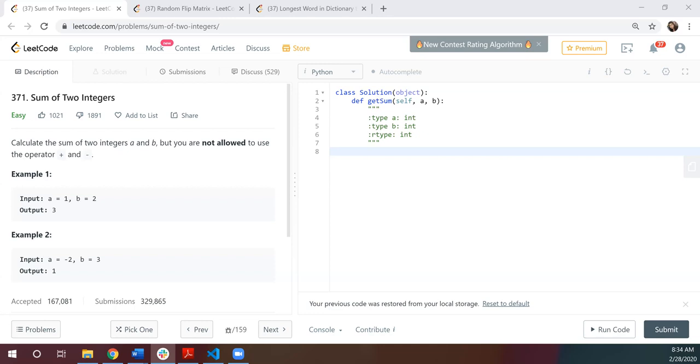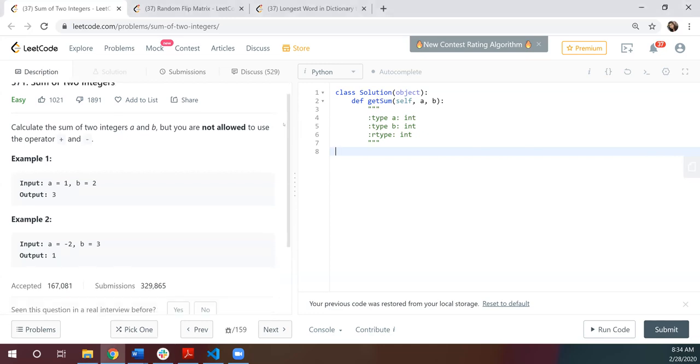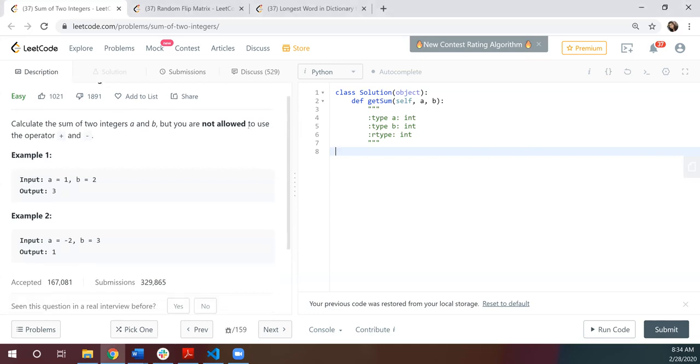Medium and medium. So the first question is, we need to calculate the sum of two integers without using the plus and minus operators. So we need to return, for example, a plus b, which is 1 plus 2 equals 3, but we can't use the plus and minus operators.